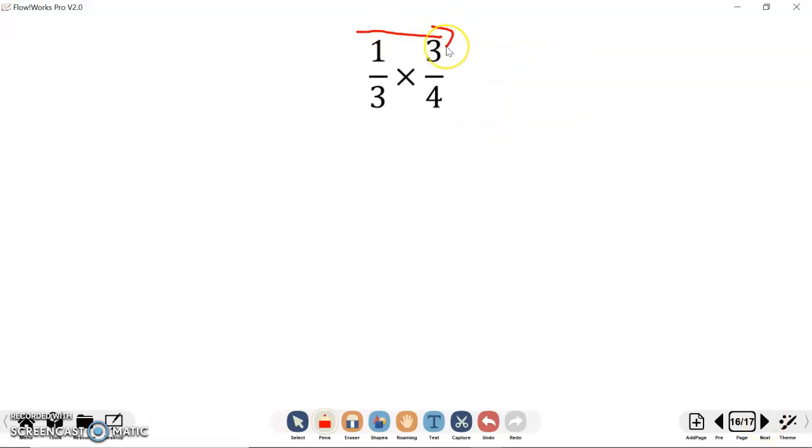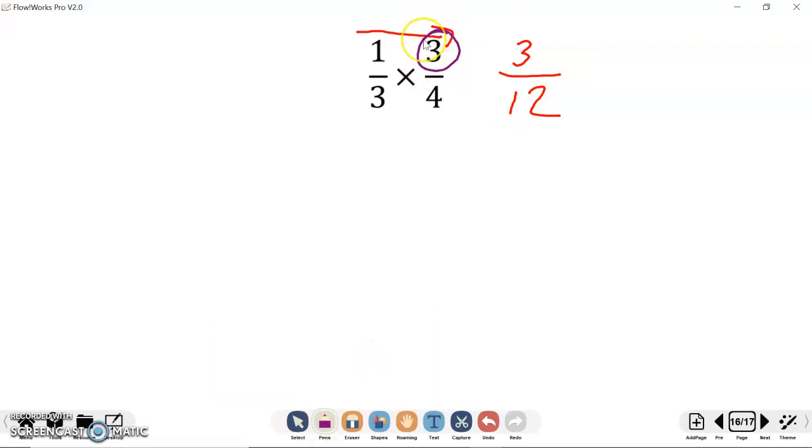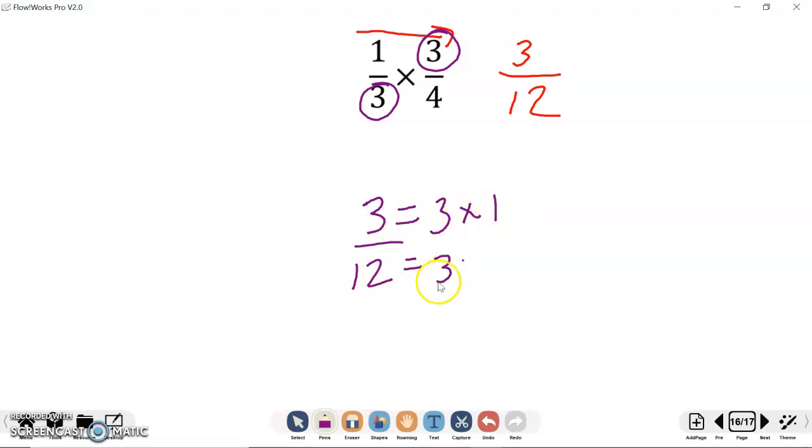1/3 times 3/4, we've got 1 times 3 on top, which would be 3, and 3 times 4 on the bottom, which would be 12. Now, I did notice that I had a 3 on the top in the numerator and a 3 in the denominator, so I know that I can simplify these by 3. 3 times 1 equals 3, and 3 times 4 equals 12. Cancel the 3's, and I'm left with 1/4.